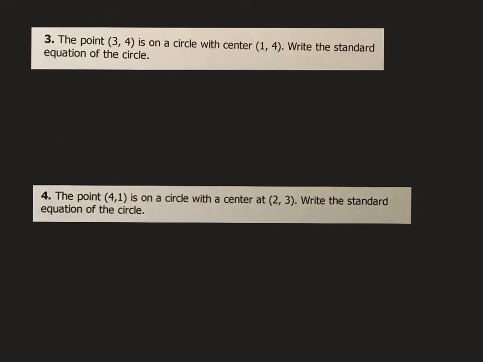Okay, so 3 and 4 are a little bit different because you're missing something that you need for your equation. So we're still using the general form of our circle. The point (3, 4) is on the circle with a center of (1, 4). Write the standard equation of the circle. So we're starting just like we would before, center at (1, 4), so we can plug that in for h and k. And we need to solve for r squared. Well, we know this point (3, 4) is on the circle, so we can plug that in for x and y, and then we can solve for r squared.